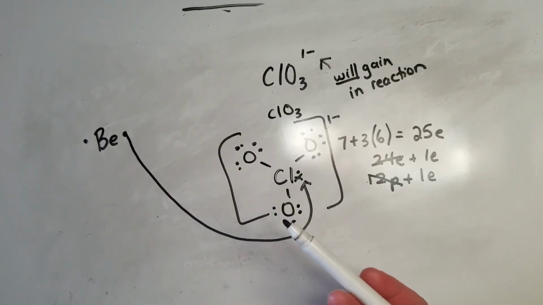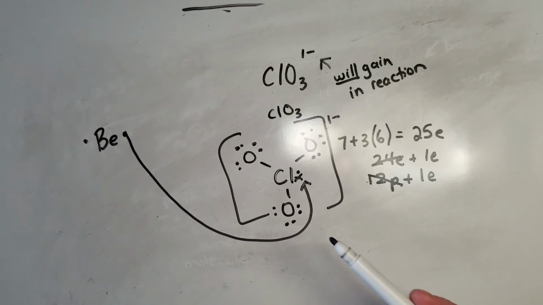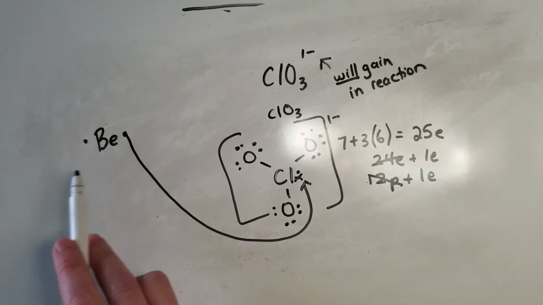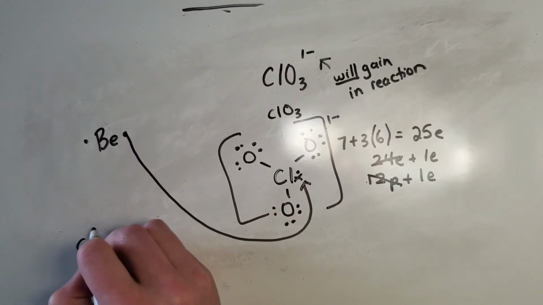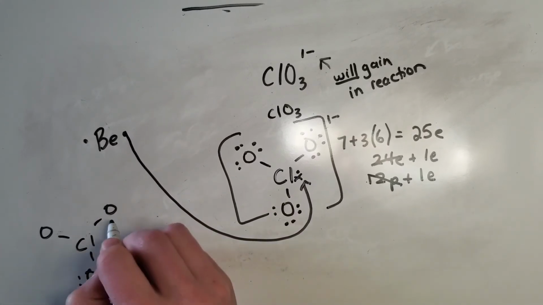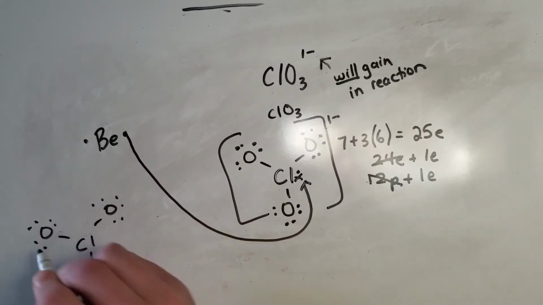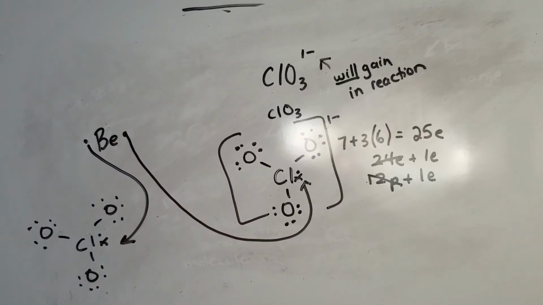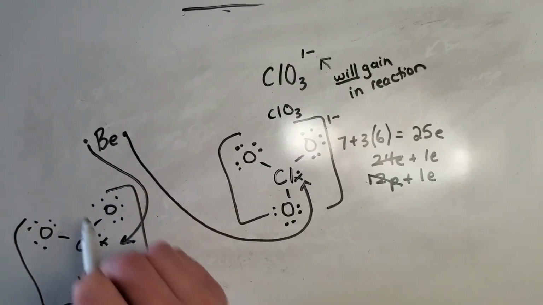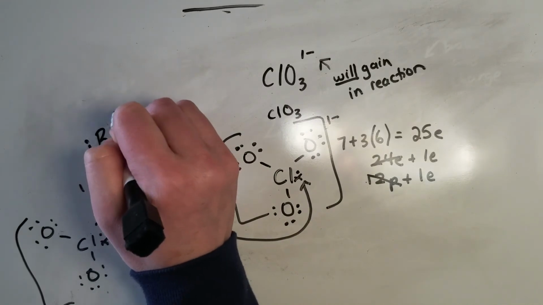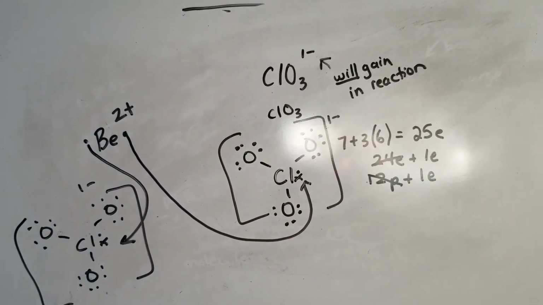Beryllium, however, still needs to give up one of its electrons, and so unfortunately you do have to draw this out one more time to accept that second electron from beryllium. So I'll just kind of do that quick. Oxygen, oxygen, oxygen. And then putting that second electron there. Now this chlorate has accepted 1 electron, that chlorate has accepted 1 electron, and this beryllium has lost 2 electrons, so it has a charge of +2.